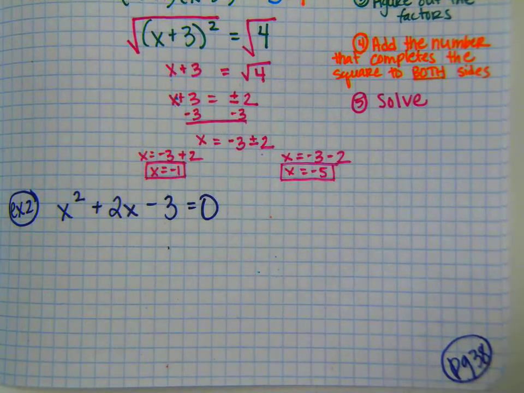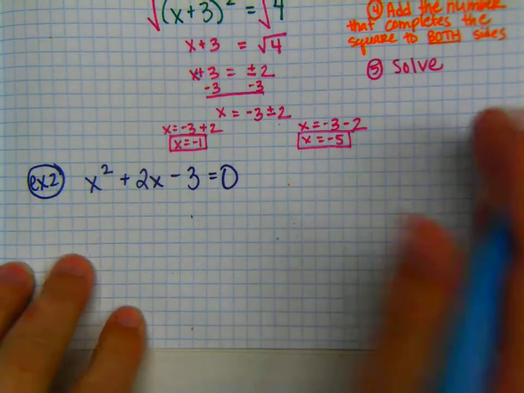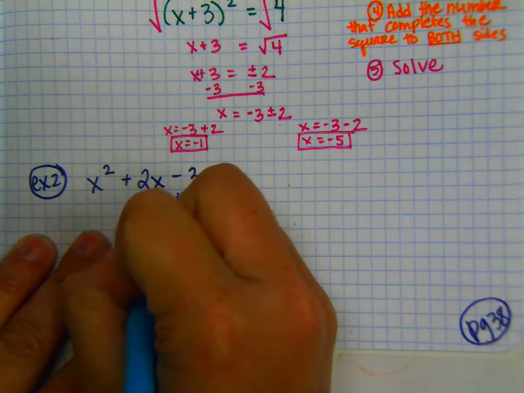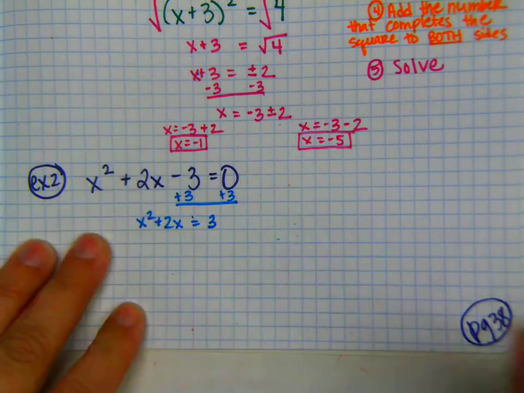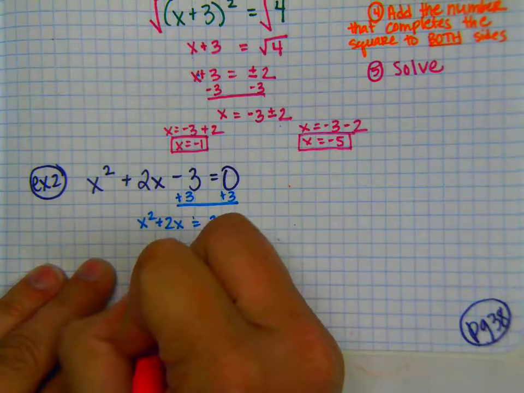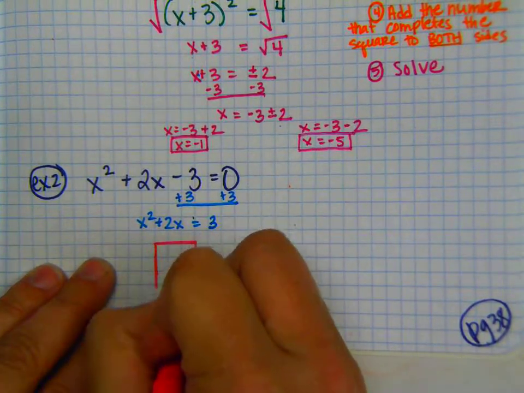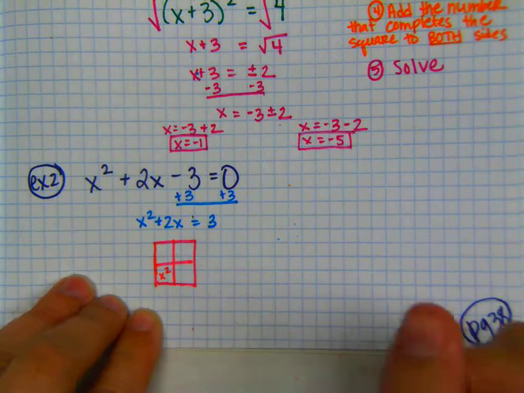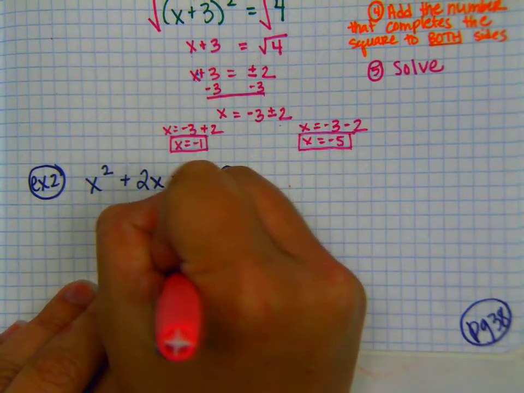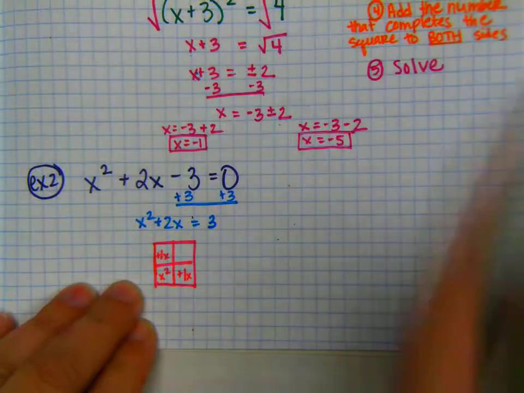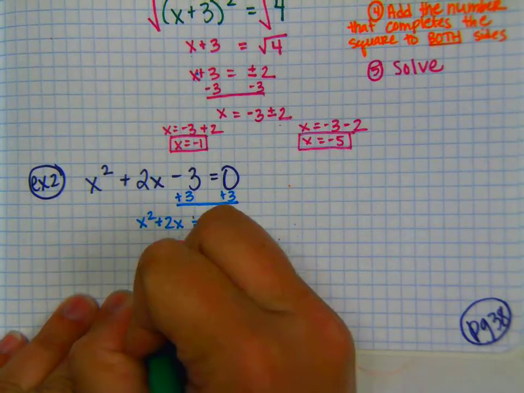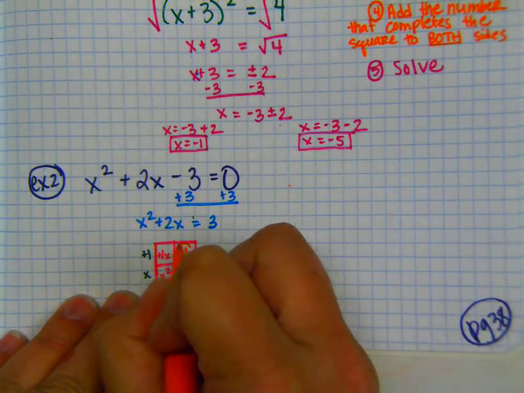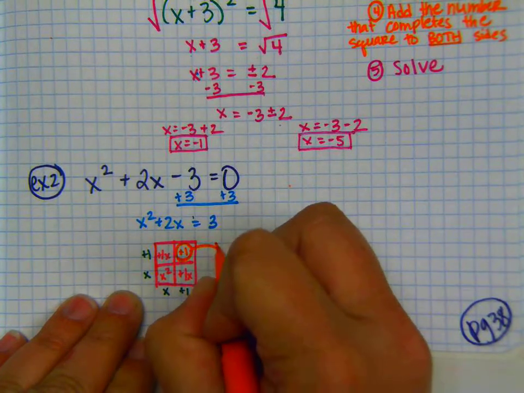So, let's complete the square. The first thing I'm going to do is get the x's by themselves. So I'm going to add 3. So that's going to give me x squared plus 2x equals 3. I box. X squared goes here. Now I'm splitting up 2x. When I split up 2x, that'll be plus 1x plus 1x. And I figure out my factors. That'll be x plus 1, x plus 1. And to figure out what goes up there, that's going to be a plus 1. That I'm going to add to that side as well.